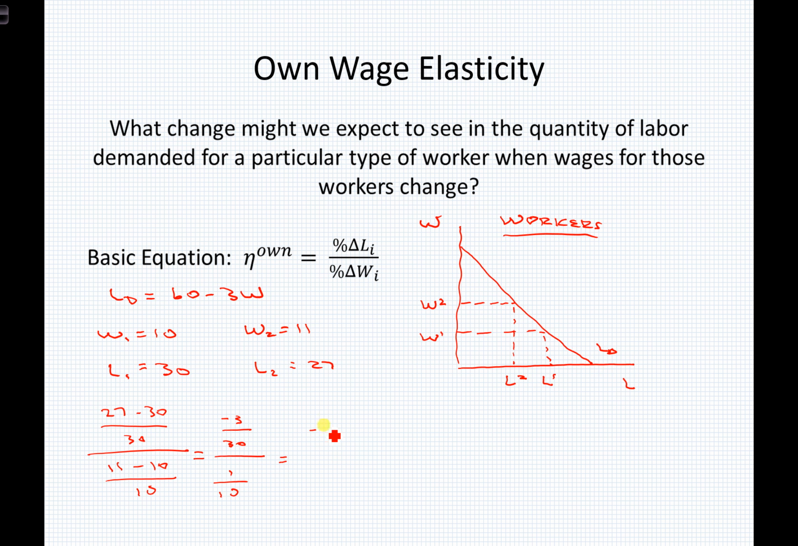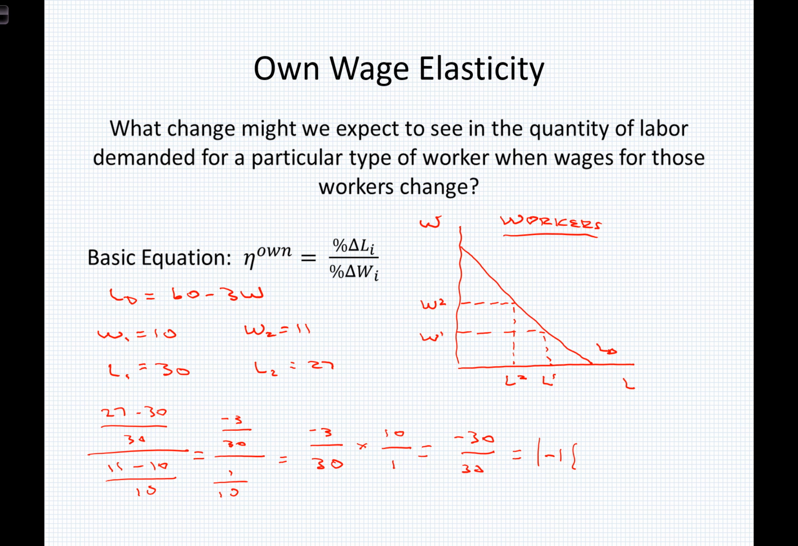Well, as I simplify this for myself mathematically, that's going to equal negative 3 divided by 30 multiplied by 10 over 1, or negative 30 over 30, which is equal to the absolute value of negative 1. Frankly, it is negative 1. So we would think of this then as unitary elastic, which would suggest that as we have some percent change in the wage, we'll see an exactly similar percent change in the labor unit. Well, that makes sense to us, so it'll be proportionally equal.